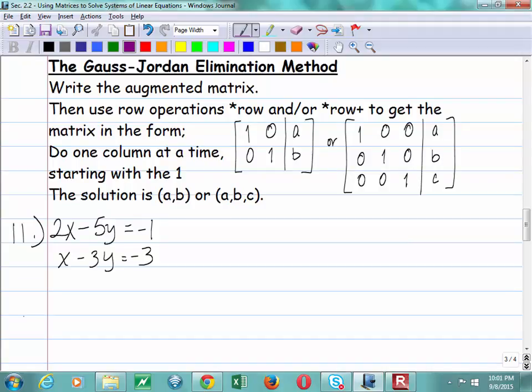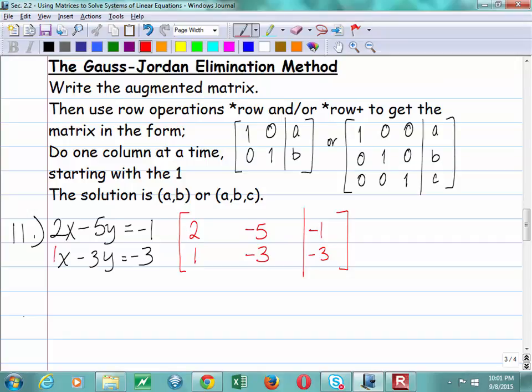Alright, so let's actually do a whole example of that method. So the first step is write down the augmented matrix. So in this case, the first column would be 2, 1. The second column would be -5, -3. And the last column is -1, -3. So we always work one column at a time. And then we always start with the 1 that we're trying to do in that column.